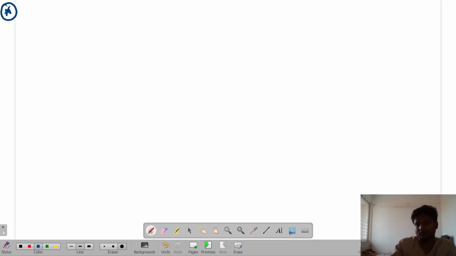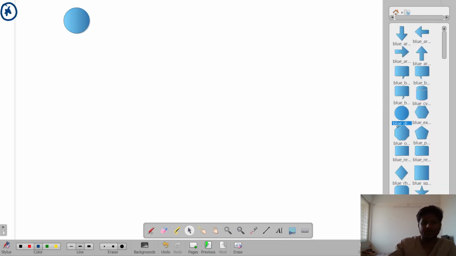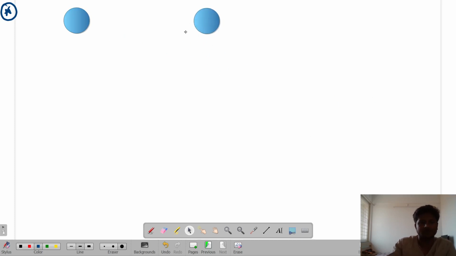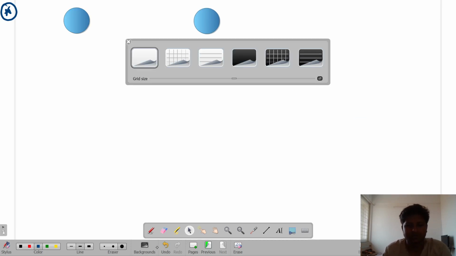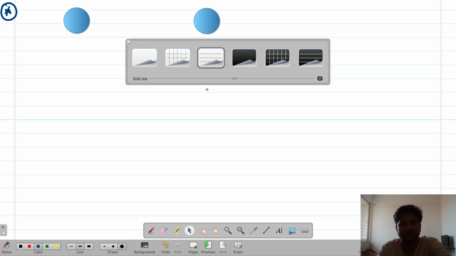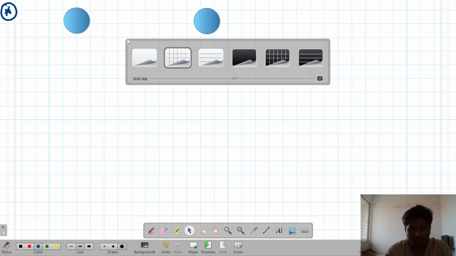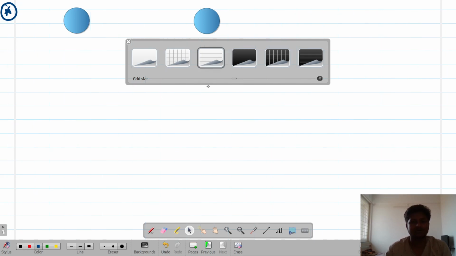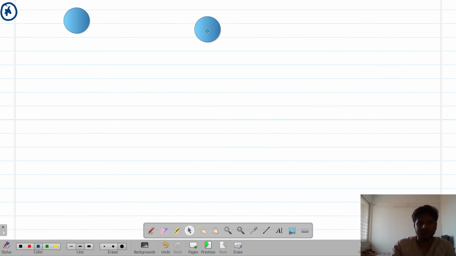Okay. Let's suppose there are two bodies. I want to change the background. I want a line background, or grade one is good. No, line one is good, isn't it? Line is good. Black line will not be there.